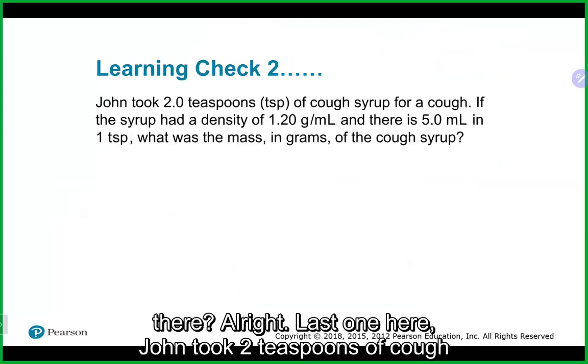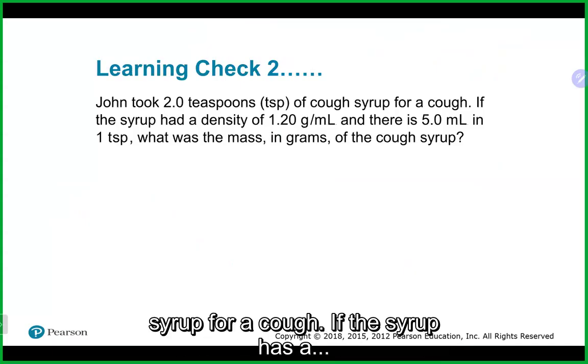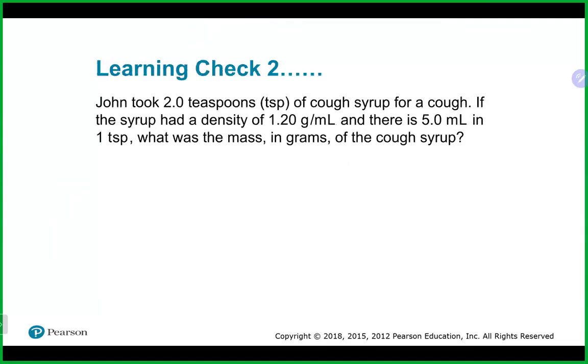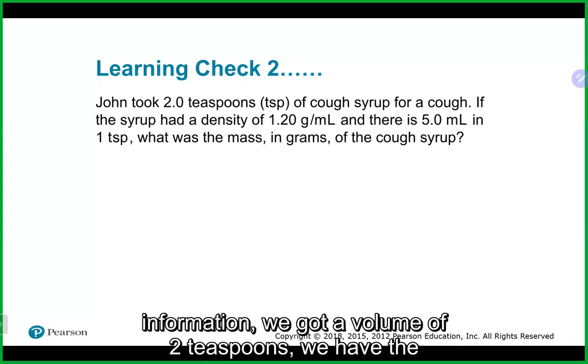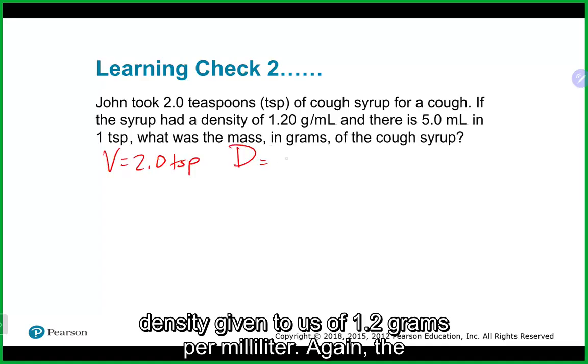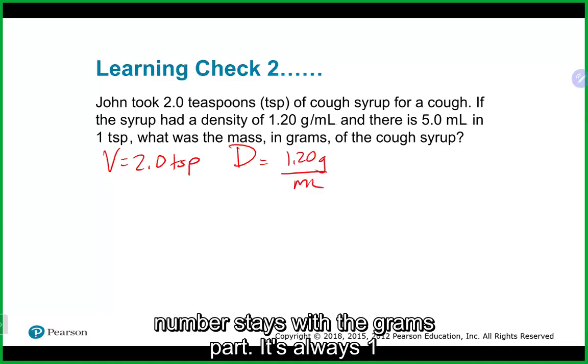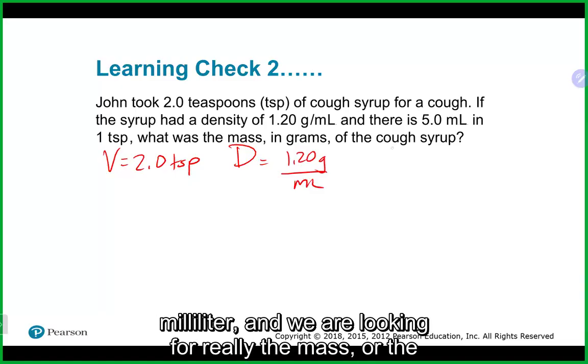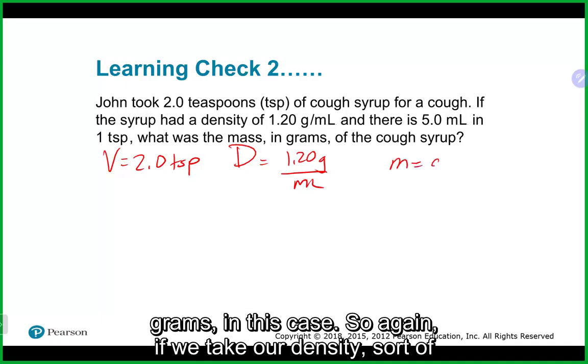And last one here. John took 2 teaspoons of cough syrup for a cough. If the syrup has a... Okay, so let's take a look at it again. If we pull out the information, we got a volume of 2 teaspoons. We have the density given to us of 1.2 grams per milliliter. Again, the number stays with the grams part. It's always 1 milliliter. And we are looking for really the mass or the grams in this case.